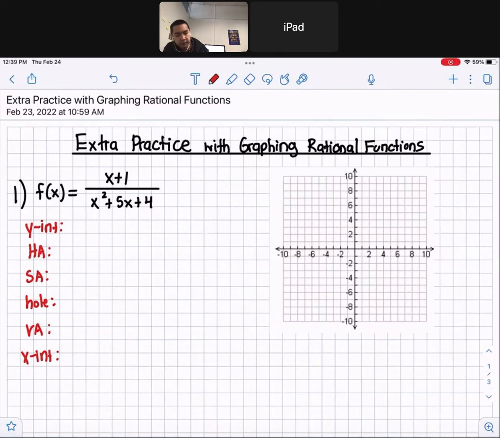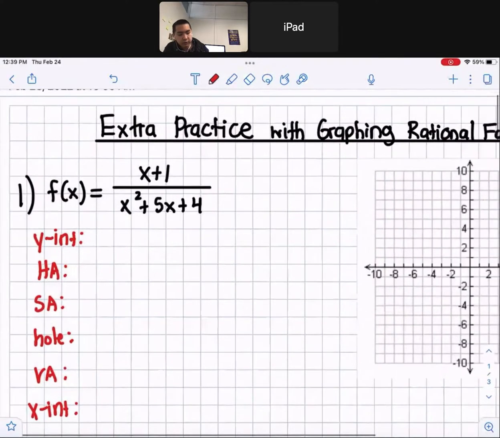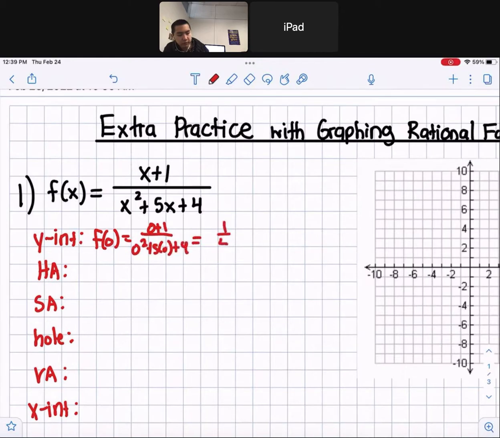So, to get the y-intercept, you set x equals 0. Everywhere we see an x, it becomes a 0. So you get 0 plus 1 over 0 squared plus 5 times 0 plus 4, which is basically just 1/4. So we got 0 comma 1/4. Horizontal asymptote: because the numerator degree is less than the denominator, the horizontal asymptote is y equals 0.